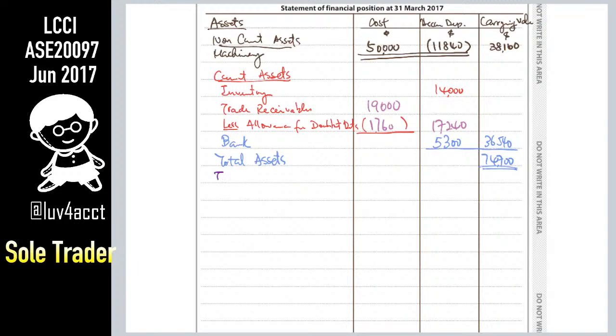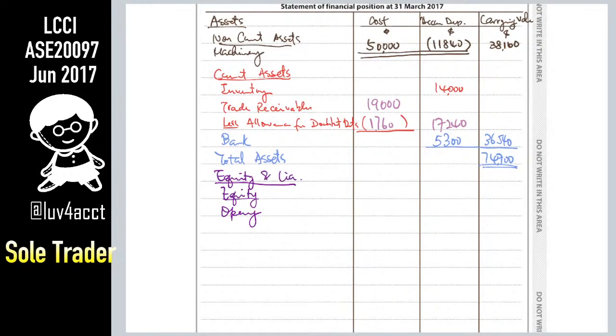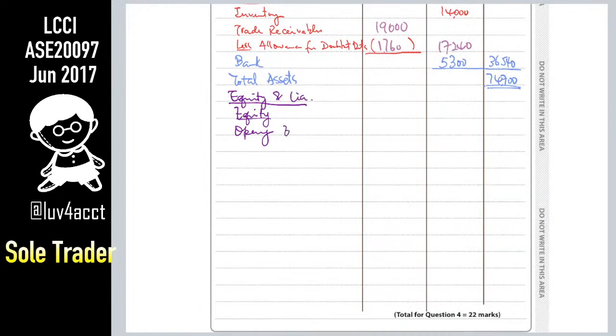Next part we have equity and liabilities. Okay, so equity first. Net profit less drawings, closing. Okay, we don't have many items for liabilities. Okay, we don't have trade payables.